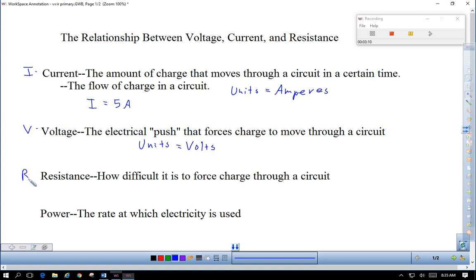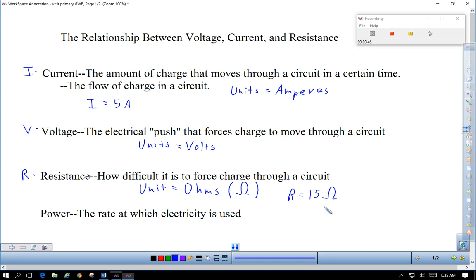The symbol for resistance is an R, and the unit for resistance is ohms. Now, the symbol for ohms is not an O, at least not an English O or Roman O. It is, in fact, a Greek omega. And so this is a capital Greek omega, and that's the symbol for ohms. And so you might see R equals 15 ohms, and that would tell you that your resistance was 15 ohms in that part of the circuit.